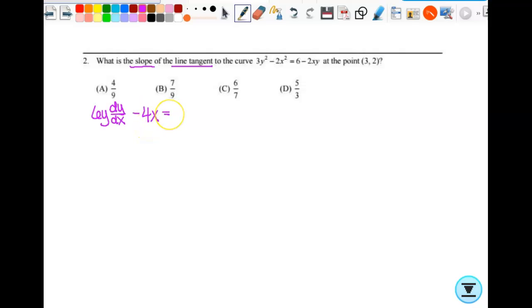equals, what's the derivative of 6? 0. Don't just write the 6. I did that the first time I did this, and then I was very confused at the end, and then I realized my stupid mistake in the beginning. So this is basically just 0. I don't need to put it. But then I need to do the product rule. Okay? I'm going to put that negative out here.